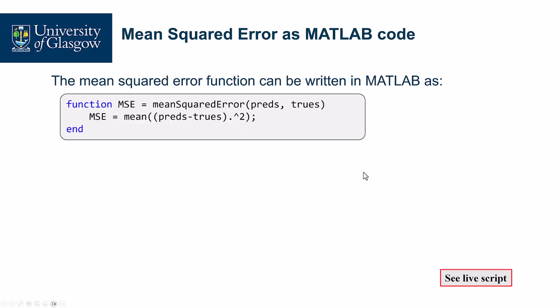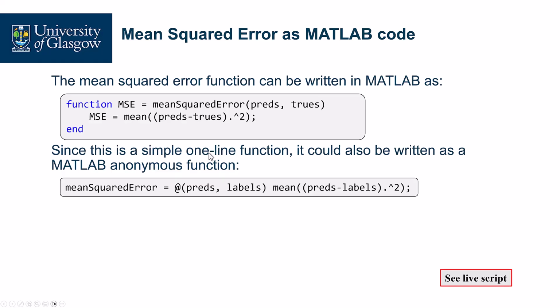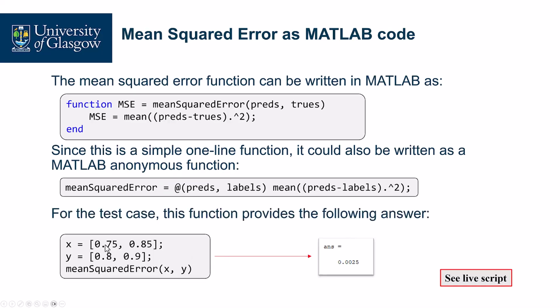Because this is one line, I can also write it in the anonymous function format. We follow this syntax: add the input, write the function body here, and this goes to the function name. Then we can use this function; we put x and y here. This is the answer. For more details, you can see the live script.